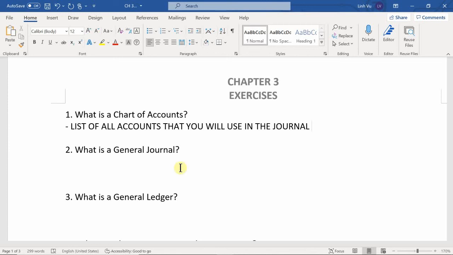What is a general journal? To say like general ledger, but where daily transactions are recorded? Correct. It's a book where you record business transactions. Good.